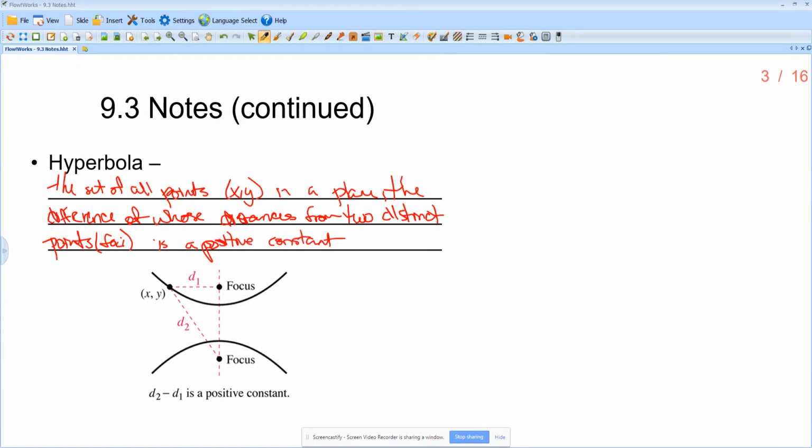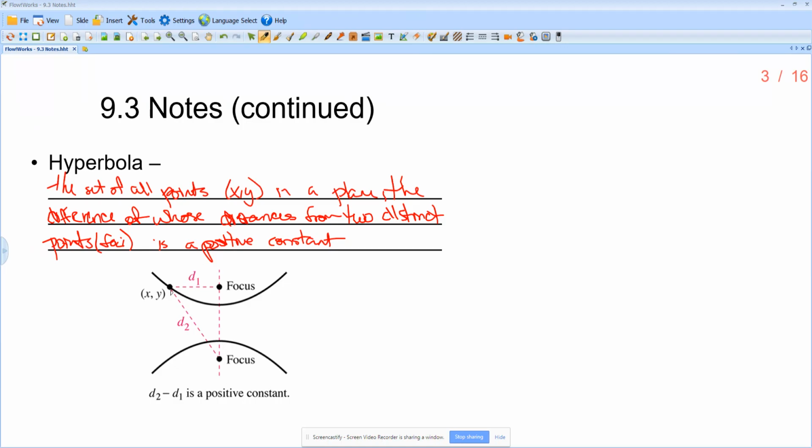So most often people say, oh, it looks like two parabolas, and it isn't actually parabolic because there are asymptotes to this. So it's not exactly a parabola, but what forms the actual hyperbola is the set of all points whose distances from two different focal points differ by a constant.